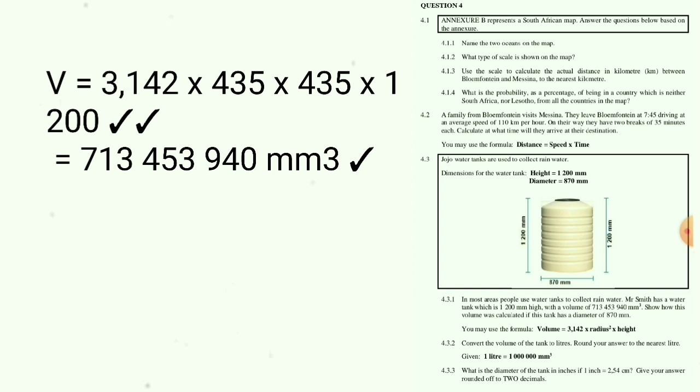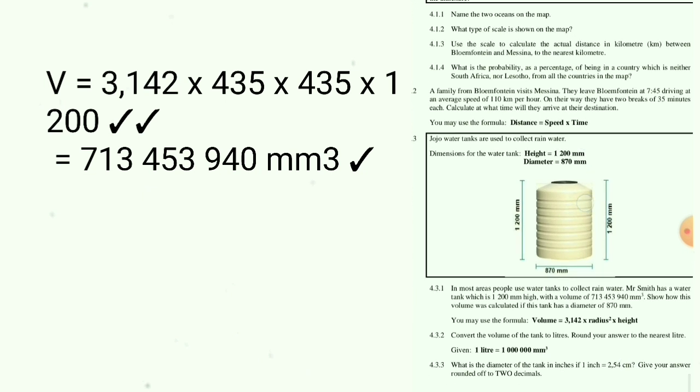Say, okay, we say 3,142. Where do we get the 3,142? Come on, guys, you can think. This is pi. They already told us that you may use the formula: volume equals 3,142 multiplied by radius squared, the small 2 there, and then multiplied by height. They already told us how to calculate, so there's no excuse.